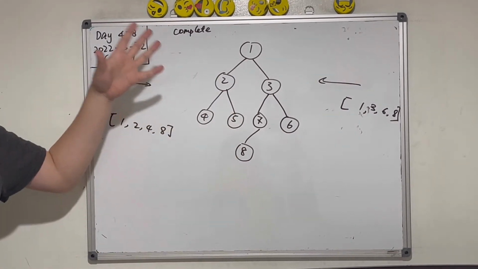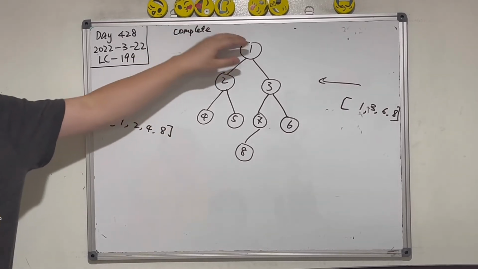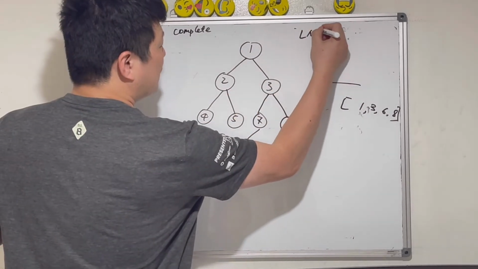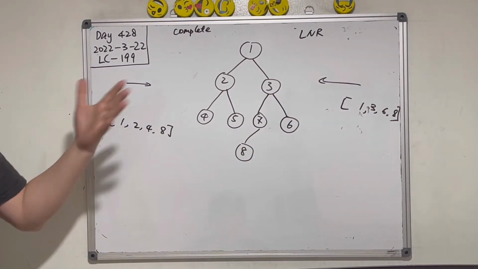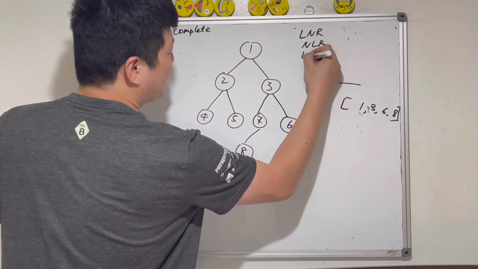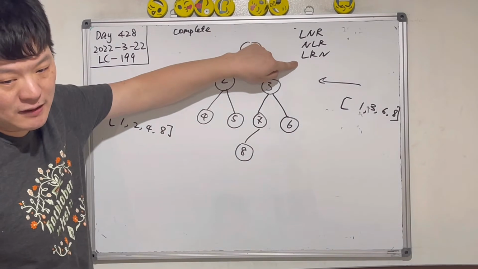If we travel the left subtree first, then the root, and then the right subtree, we call it in order. This is in order: left, node, right. For the depth search, we can have different orders. We can have node, left, right, or left, right, node. So this is pre-order, this is in order, this is post order.